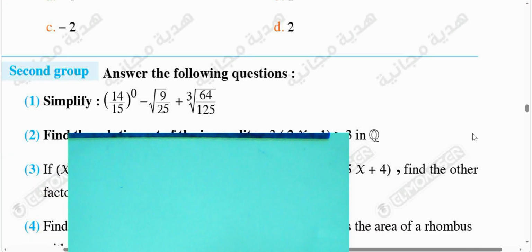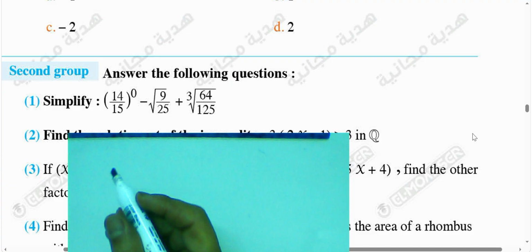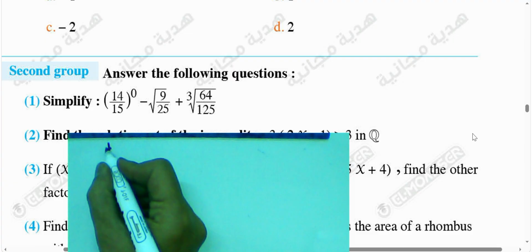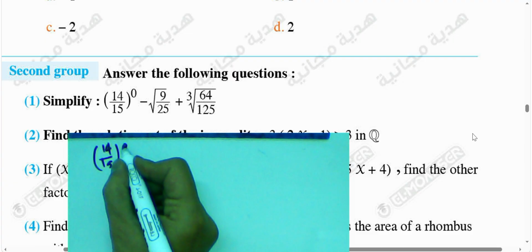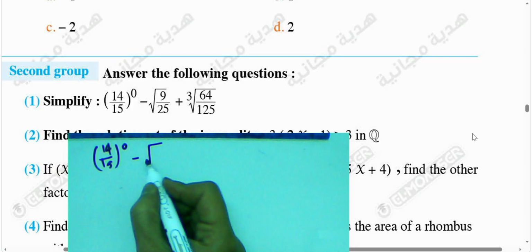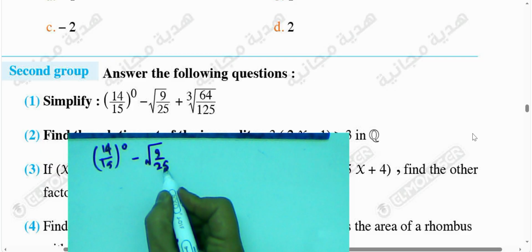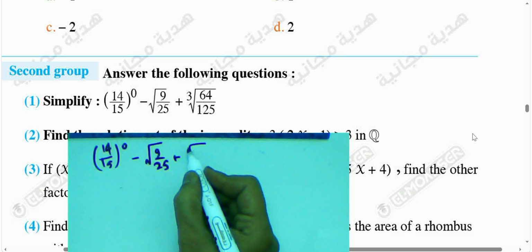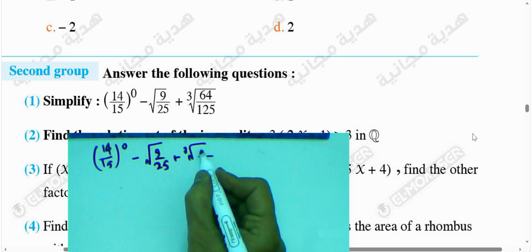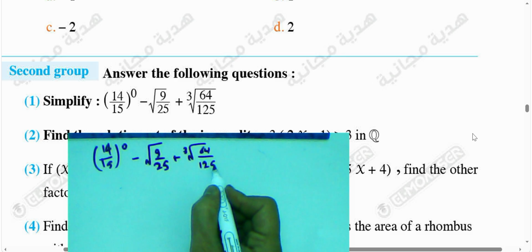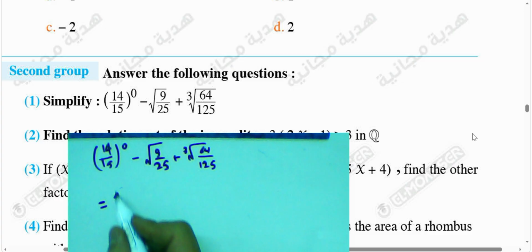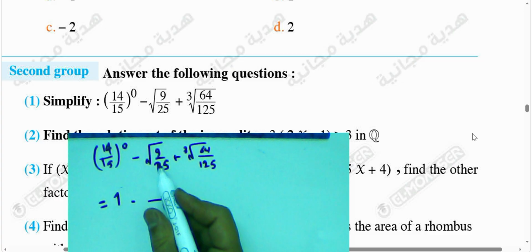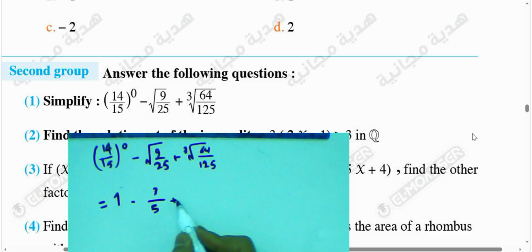Second question, answer the following. We have 14 over 15 all power 0, subtracted by square root of 9 over 25, plus cubic root of 64 over 125. A number power 0 equals 1. Subtract the square root of 9 over 25, which equals 3 over 5. Cubic root of 64 is 4. Cubic root of 125 is 5, because 5 times 5 times 5 is 125.